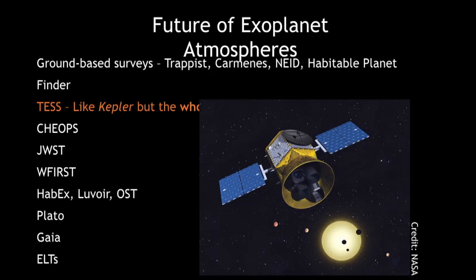TESS is a mission like Kepler. So Kepler was looking for exoplanets. It was looking for planets to transit their star. But what TESS is going to do is it's going to do that, but across the whole sky. Kepler only looked at a small patch of the sky, but TESS is going to be able to look at the whole sky and survey a whole bunch of exoplanets. So we'll probably find thousands more exoplanets. And what's really exciting is this actually launches next month on a SpaceX Falcon 9.